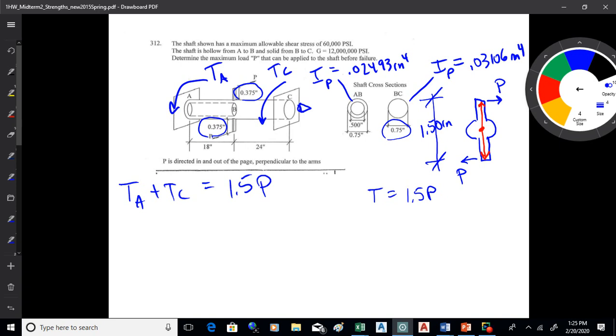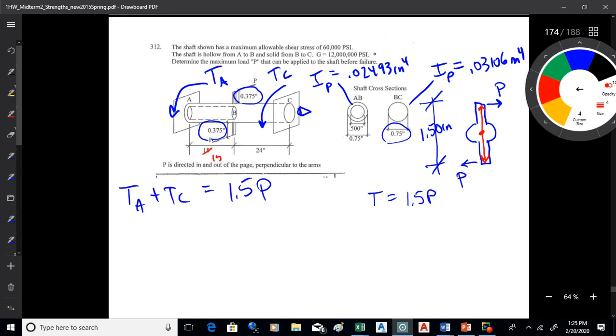Could you tell me, I've changed this problem around over the years. What's your dimension over here? Is it 18 or 15 over there? Okay, 15? Okay, thanks. That's what I thought, but I wasn't sure. So that should be 15 inches. Okay, so there we go.